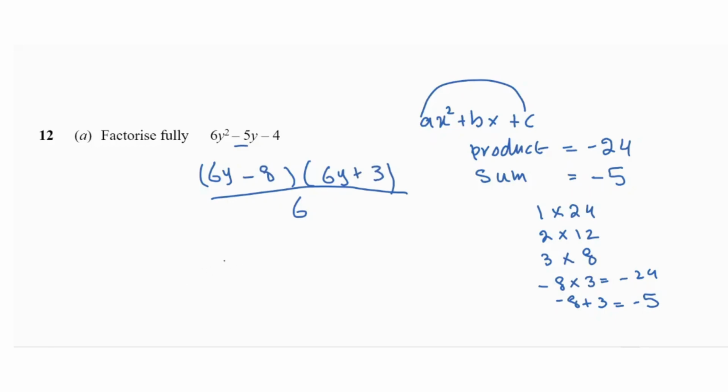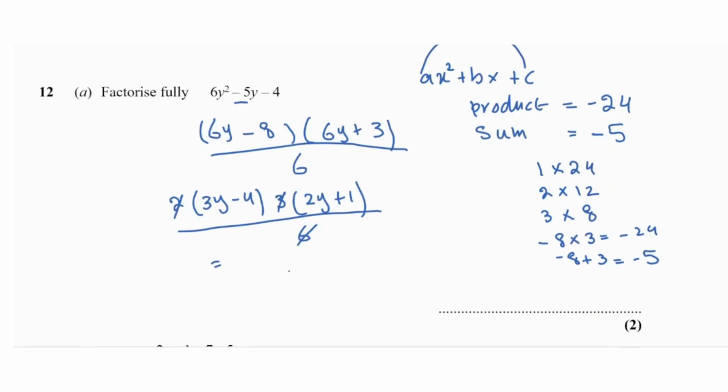Now we're going to factorize the first pair of terms with 2, so we get 2 times (3y minus 4), and we factorize the second pair by 3, so we get 3 times (2y plus 1), all divided by 6. 2 times 3 is 6, and divided by 6 it cancels out. So we end up with the same term, 3y minus 4, and 2y plus 1. This is our final answer.